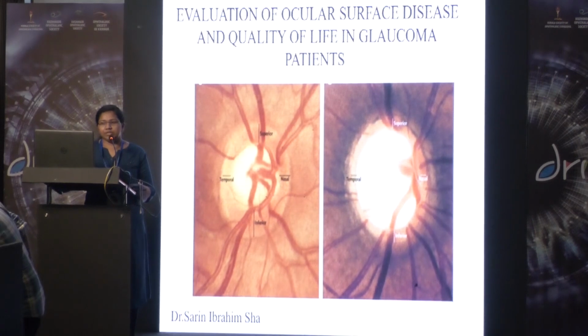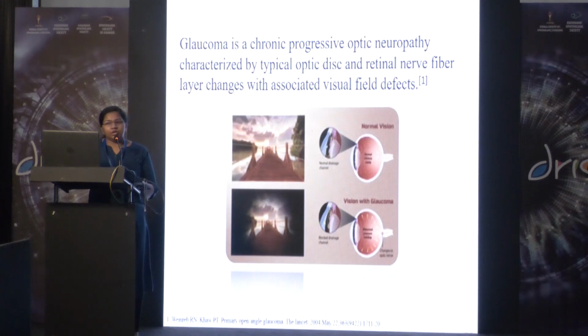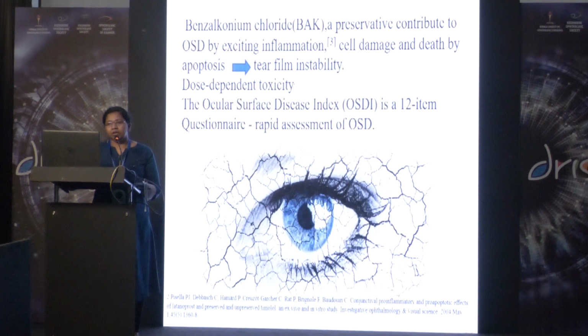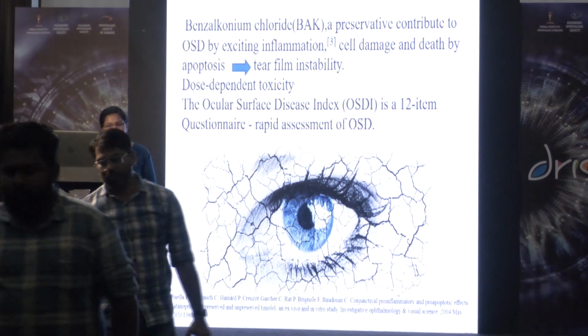The presentation is on evaluation of ocular surface disease and quality of life in glaucoma patients. Glaucoma is a chronic progressive optic neuropathy characterized by typical optic disc changes and retinal nerve fiber layer changes with associated visual field defects. The first line therapy is medical therapy, where anti-glaucoma medications are used, and benzalkonium chloride, BAC, is a preservative that contributes to ocular surface disease by causing tear film instability. It has a well-known dose-dependent toxicity.